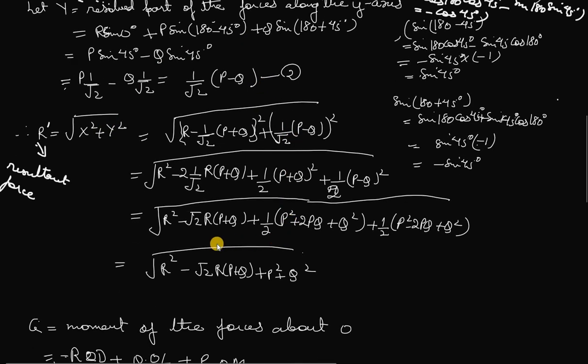So after simplifying, you will get the resultant R prime is equal to the square root of r squared minus root 2 into r into p plus q plus p squared plus q squared. So this is the magnitude of the force.